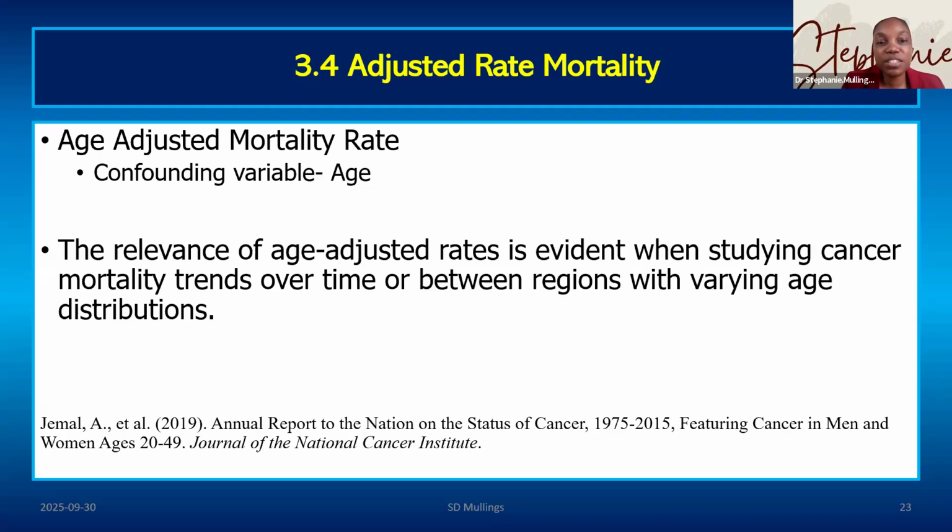So the relevance of age-adjusted rate is evident when we're studying conditions such as cancer, where we have different trends and we have different age groups in different countries who may develop particular cancer. So we may have a younger population in a particular country compared to another country. And so if we should do a comparison without making the adjustments, then we would not be given a true comparison as to what happens in the two countries.